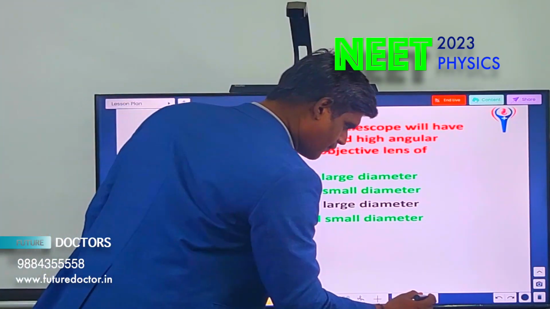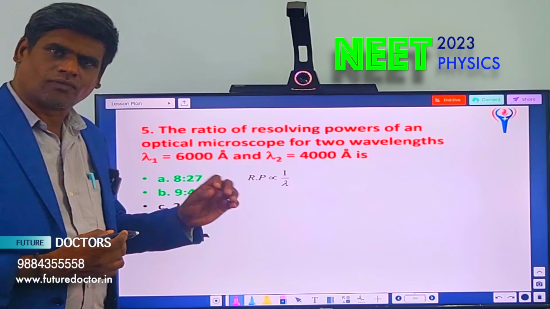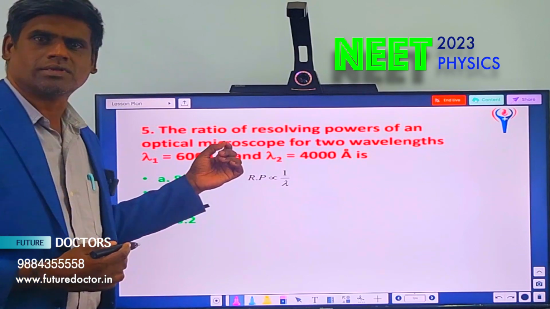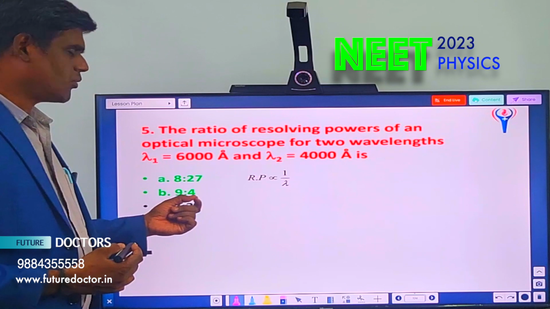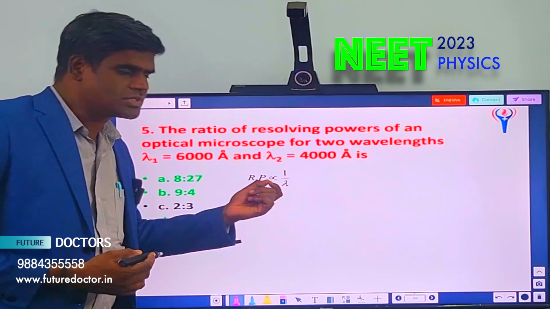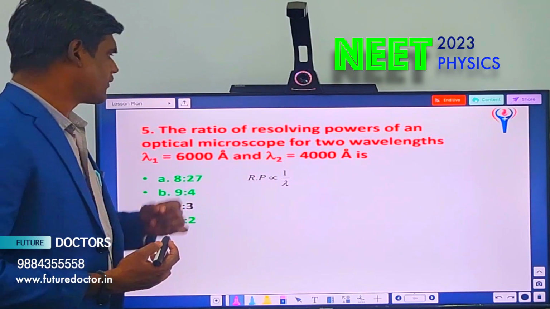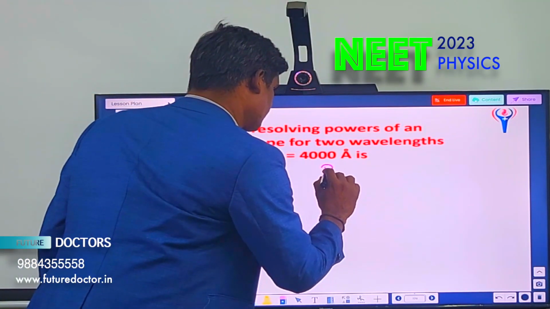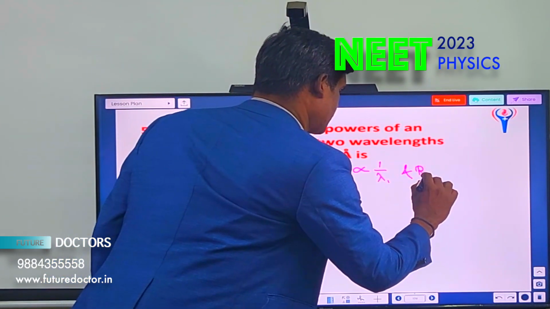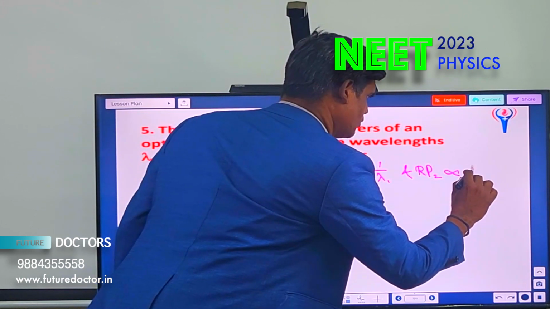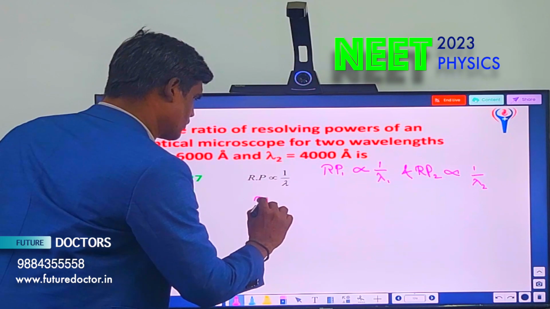Let's move to question number 5. The ratio of resolving power of an optical microscope for two wavelengths, that is lambda 1 6000 Angstrom and lambda 2 4000 Angstrom, is dash. Formula is resolving power is inversely proportional to wavelength. Two different wavelengths is given. So RP1 is inversely proportional to lambda 1 and RP2 is inversely proportional to lambda 2. Then you want to find RP1 by RP2.